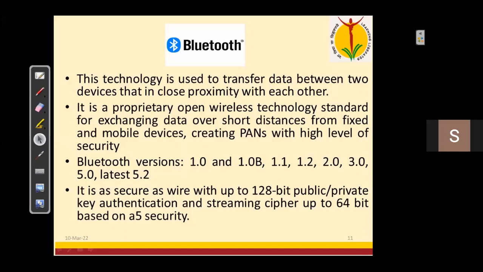Initially, whatever the Bluetooth version was, this evolution took place. Now the latest version is 5.2. Earlier, in 1998, the Bluetooth versions were 1.0 and 1.0B. There they used frequency hopping. Maybe you have studied the spread spectrum technology, which comes after the modulation.